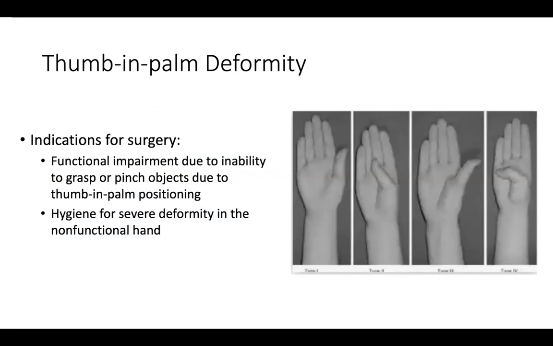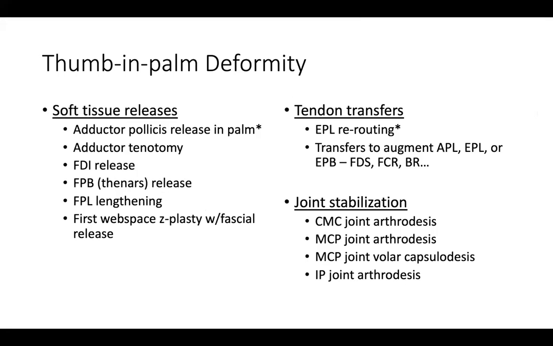The indications for surgery in patients with thumb and palm deformity are when they have a functional impairment due to the position of the thumb that prevents them from being able to grasp or pinch objects. And that's in patients that are more functional. And then it's also indicated in patients that may be non-functional, but the deformity is severe and can cause problems with hygiene. And so many different procedures have been described for this problem. I'll kind of go through the most common procedures, specifically for a type 1 thumb and palm, where you release the adductor pollicis in the palm and then do an EPL rerouting as well.